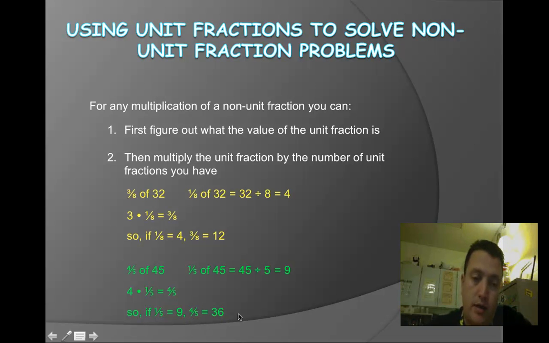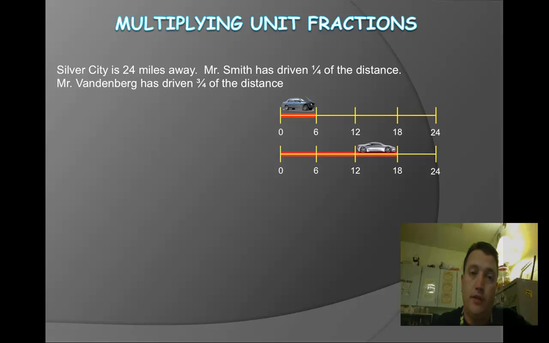The other way that you can do, I guess I'll just touch on this now. The other way you can do these is you can take the whole number, 32, and divide it by the denominator, which is 8, okay. 32 divided by 8 is 4, and then you multiply your answer times the numerator. 3 times 4 is 12. Now, if that's confusing for you, you're probably not quite ready for that step, but I'm just going to throw it out there for you. Okay? So, multiplying unit fractions.